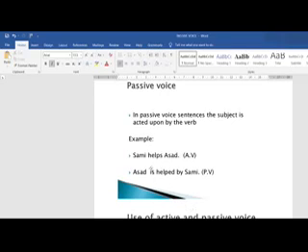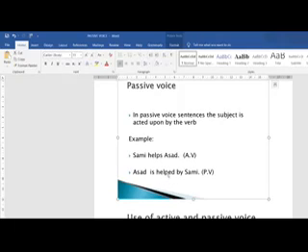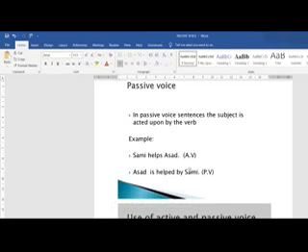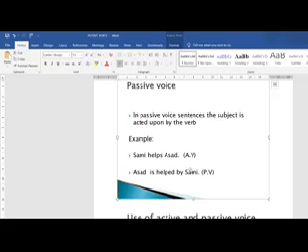Swami helps Asad, that is active voice. Once you write Asad is helped by Swami, that is passive. Why? Who is the helper? Swami is the helper. Is Swami there in the second sentence in the subject position? No. But he is actually the doer and he is sitting at the object position. So he is taking part in the action in an indirect way. That is why we can call it passive. Understood what I told? I think you have.